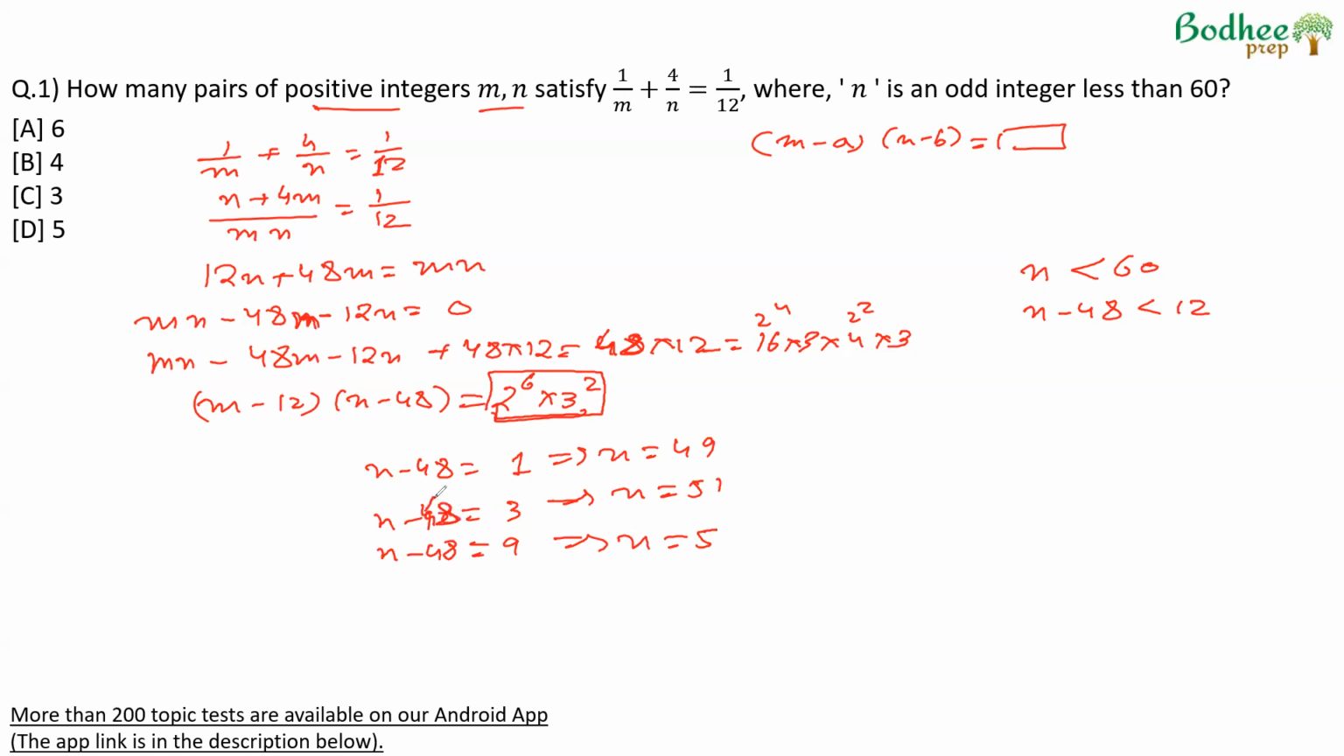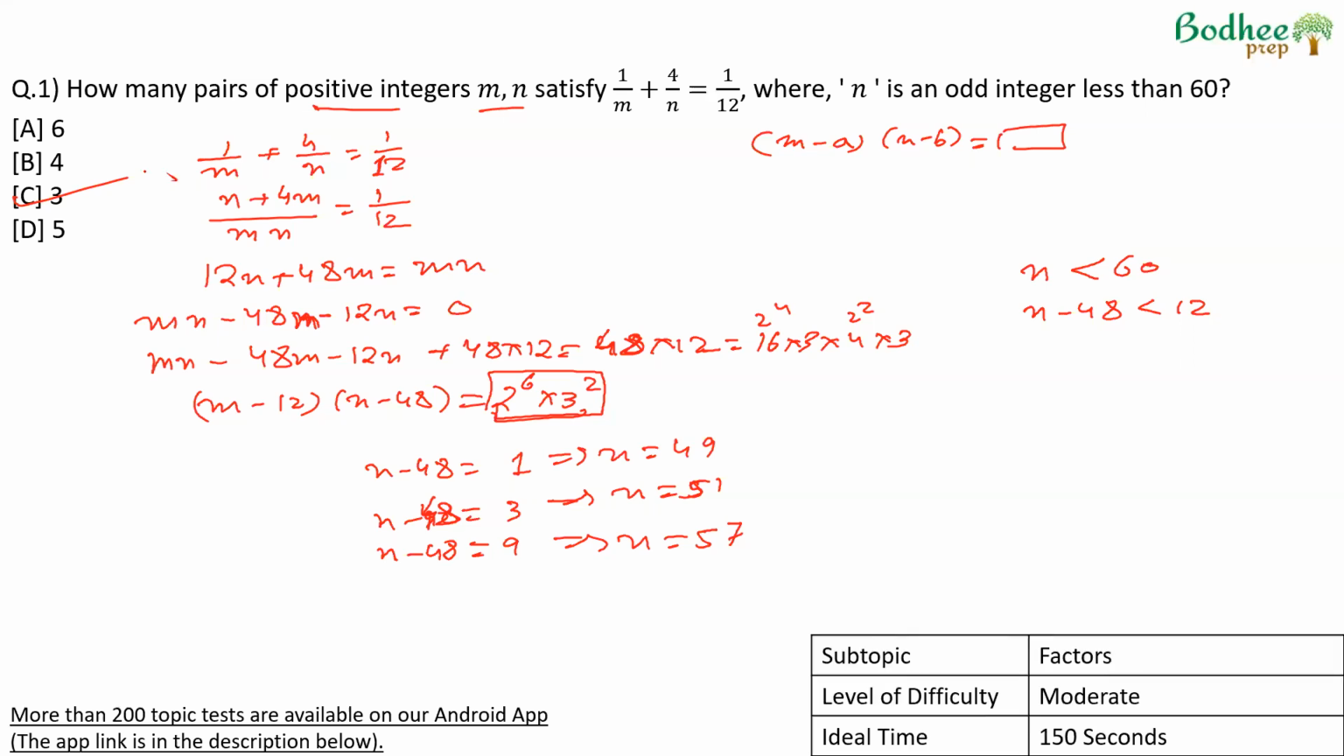48 plus 3 is 51, 57. So these are the three solutions which are possible for n. Correspondingly, we will have solutions for m as well. Now, again, this in terms of level of difficulty is a moderate question.